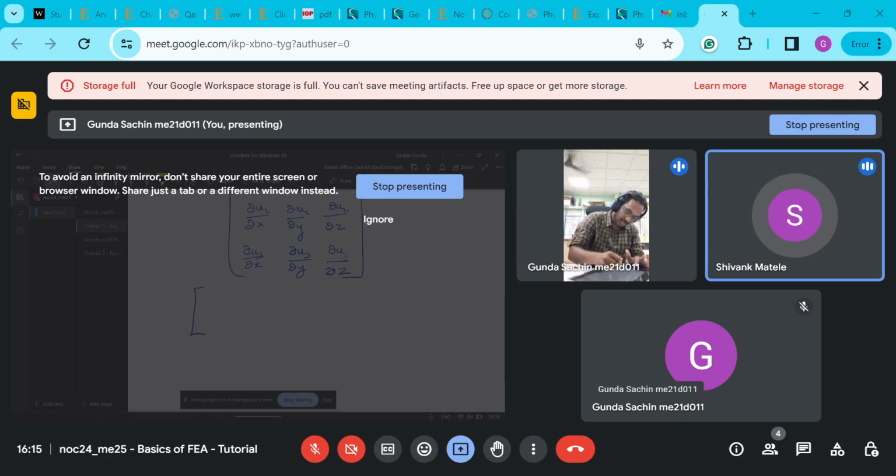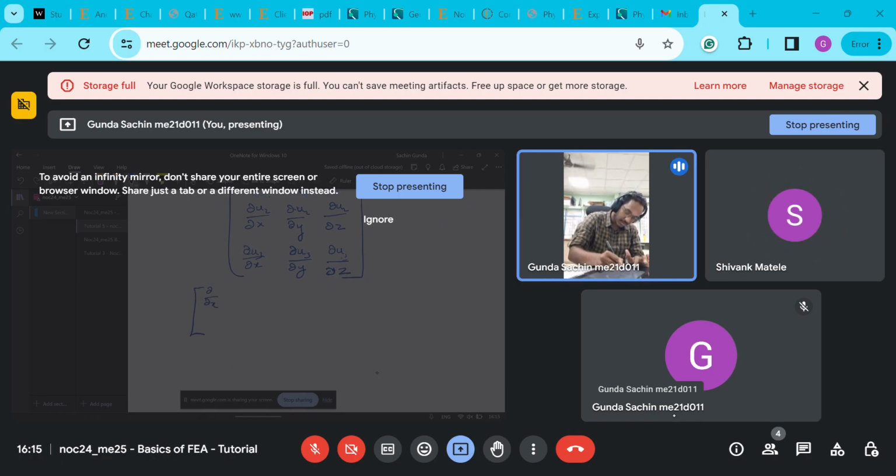It's something like a gradient, like we are seeing. It would look like ∂/∂x, ∂/∂y, ∂/∂z times, it would be like u1, u2, u3. So if you multiply it, you will get it.